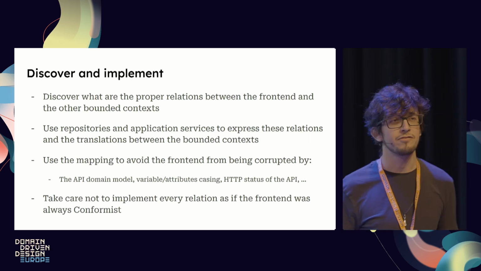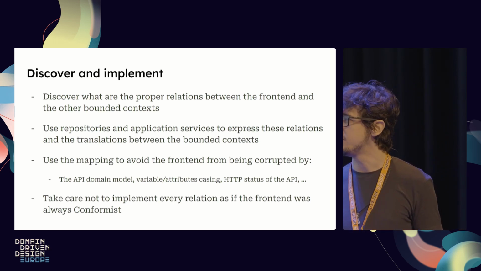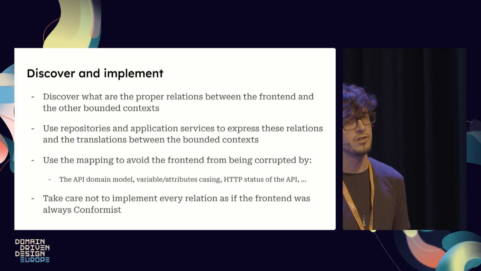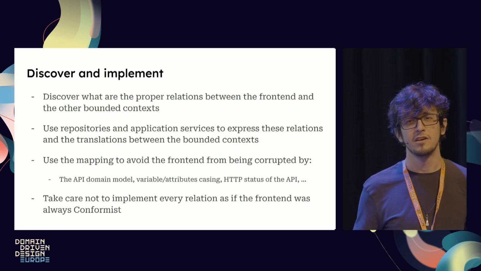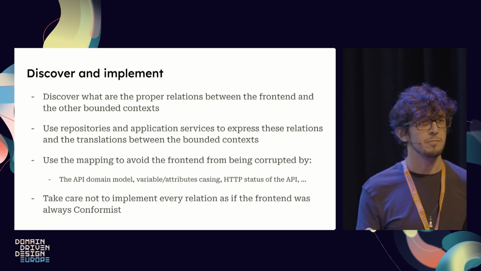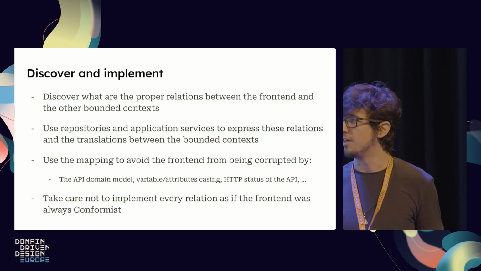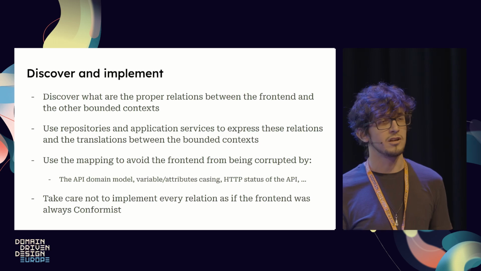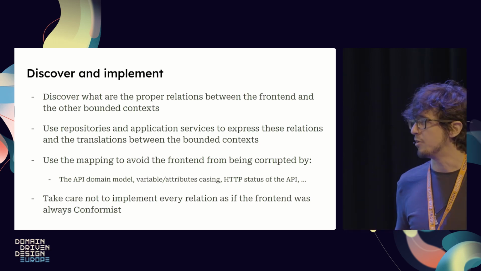And also take a lot of care not to implement every relation of the front end as if the front end was always a conformist. It's not because the front end consumes an external API that all the domain model of that API should be leaked inside the domain model of the front end. You don't even need to use the same terms if it's not something that you do in your model.